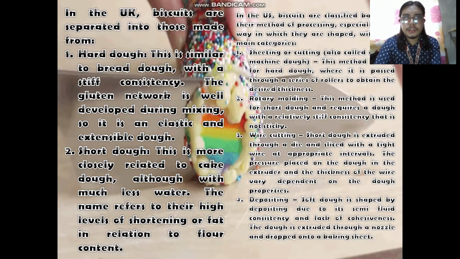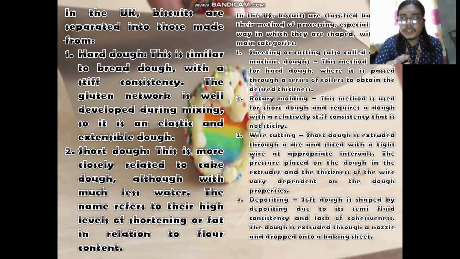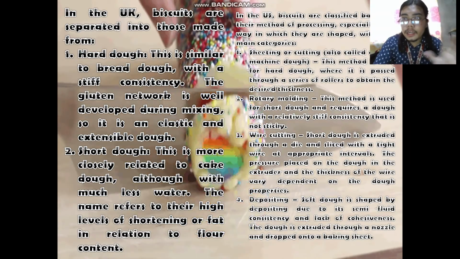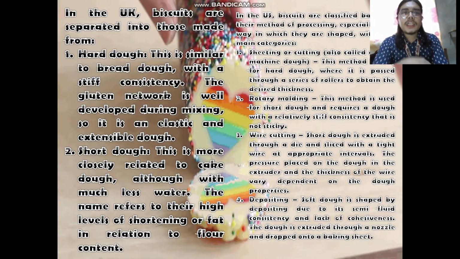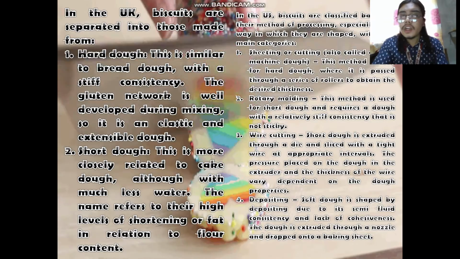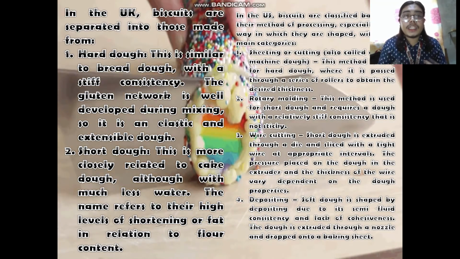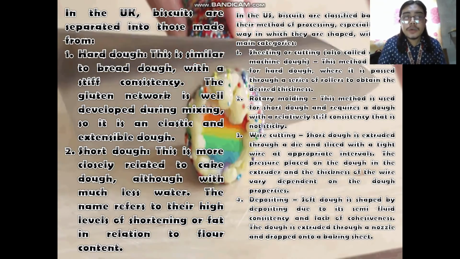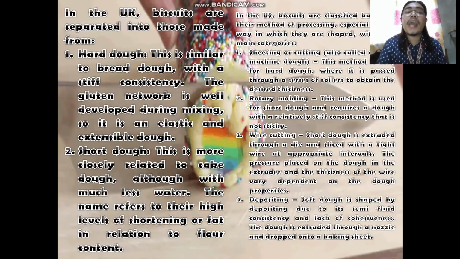This definition is very relevant in connection to the different classifications of biscuits. In the UK, biscuits are separated into those made from hard dough. Hard dough is similar to bread dough with a stiff consistency. The gluten network is well developed during mixing, so it is an elastic and extensible dough.